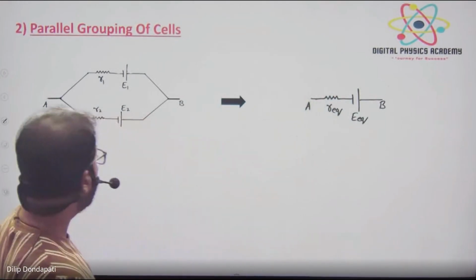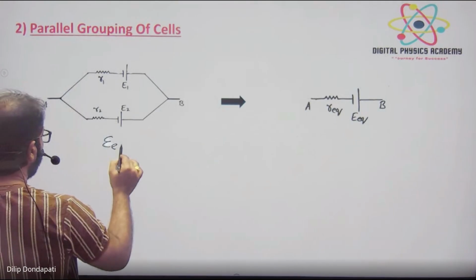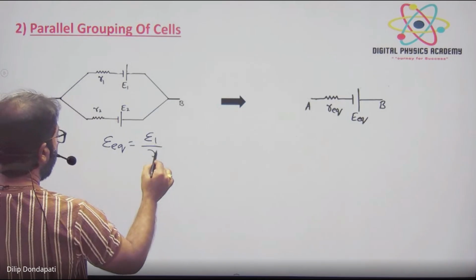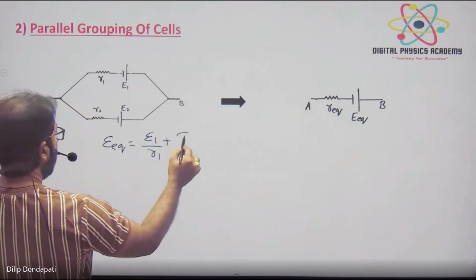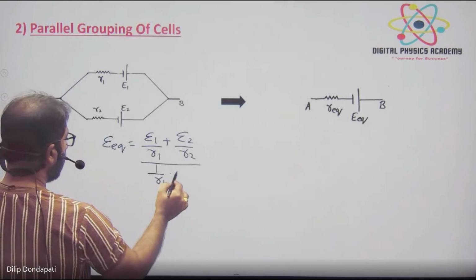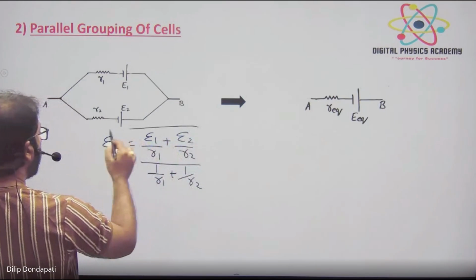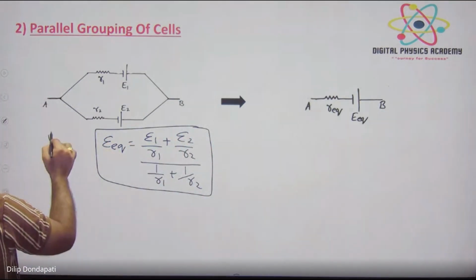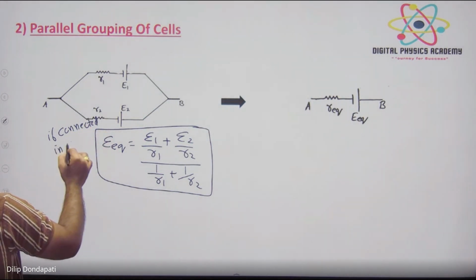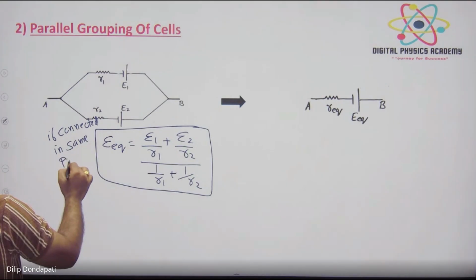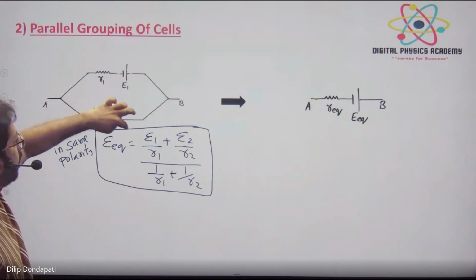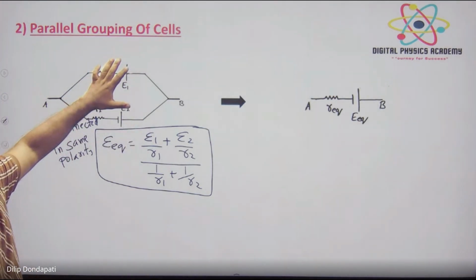Okay, so the formula for E equivalent is E1 by R1 plus E2 by R2, where R1 and R2 are the corresponding internal resistances, divided by 1 by R1 plus 1 by R2. This is the formula for E equivalent, but what is the condition? If connected in the same polarity. Same polarity. Look, when you are walking from here, minus plus, minus plus, both minus plus, minus plus, that is the same polarity. They are connected in parallel.